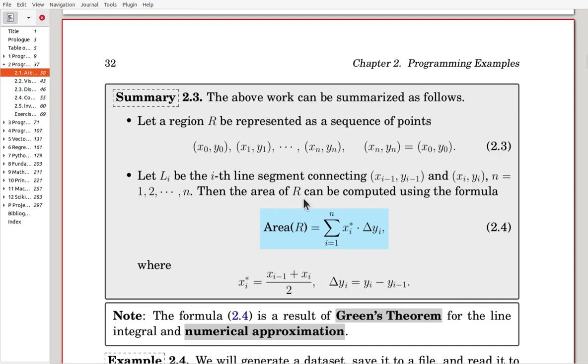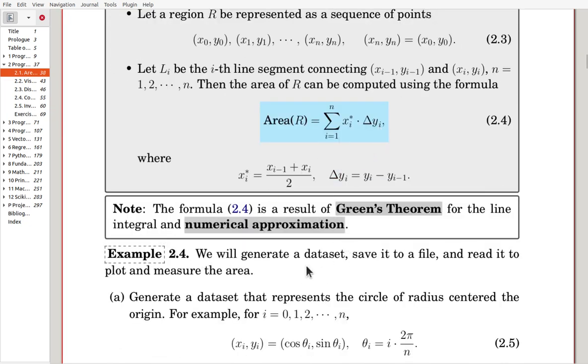Then the area of R, the region, can be computed using the formula here for each line segment. In this case, for the ith one, xi star is the midpoint of x, and delta yi is the change in y. So that's the formula, and it'll be correct for any shape. Once the region is represented as a sequence of points in this way, it can be used to get the area inside of the curve.